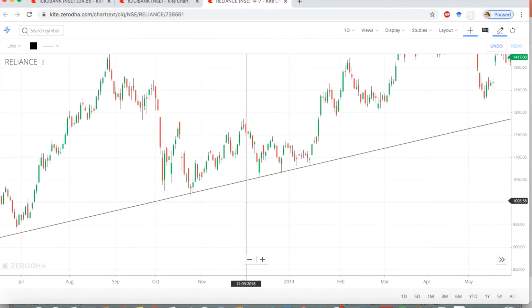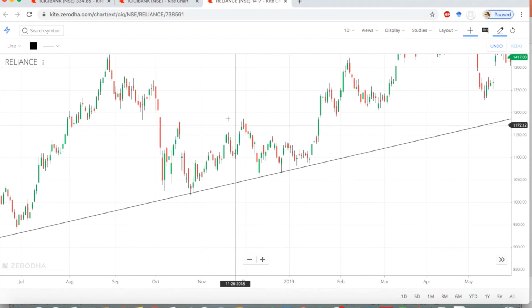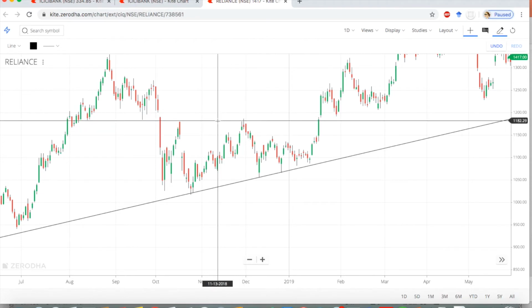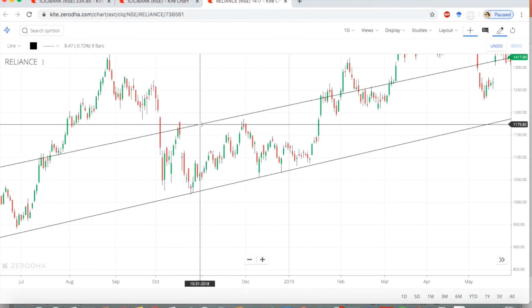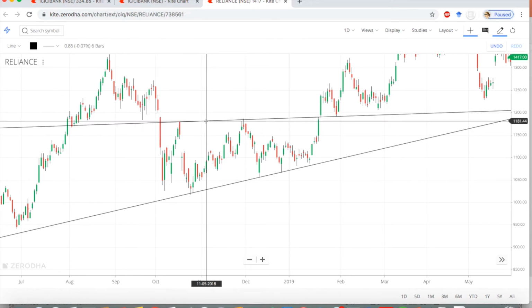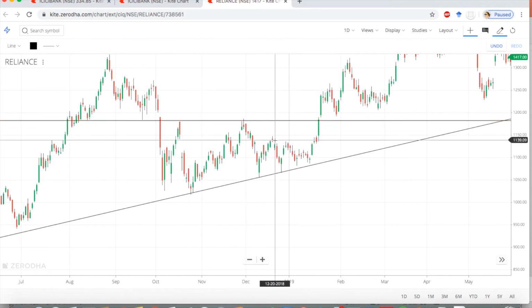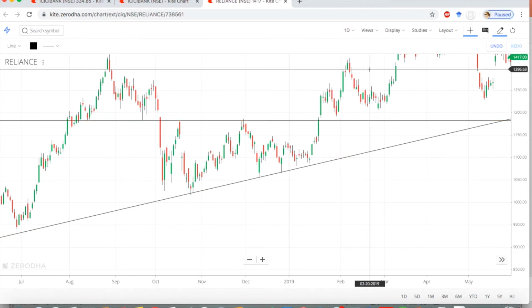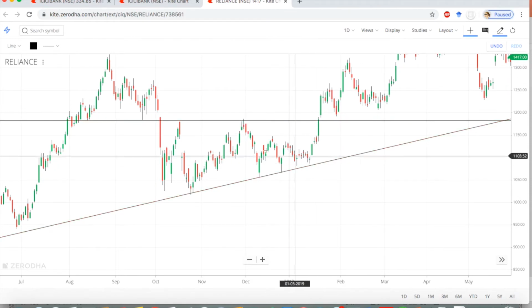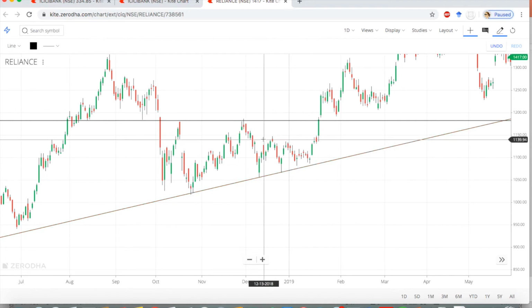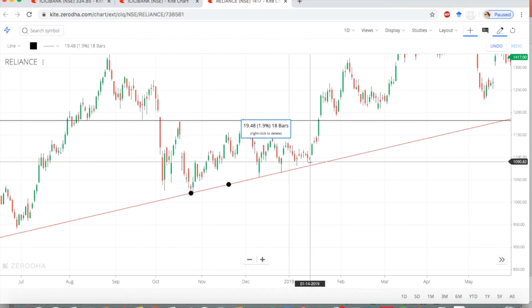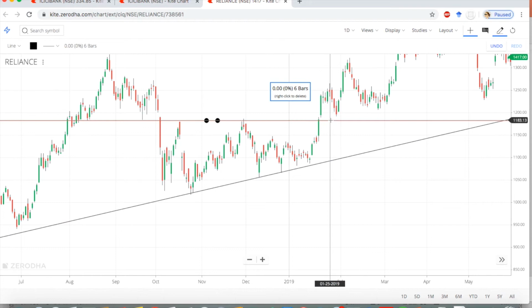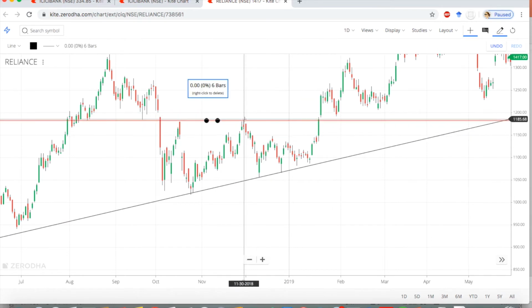Also, if you look here, we have a multi resistance line, yes or no? High, too high, first and second. So when it is going to break this line, we are going to buy. You can even buy here, taking support. When it takes support on a trend line, it will go up to previous highs, this or this.